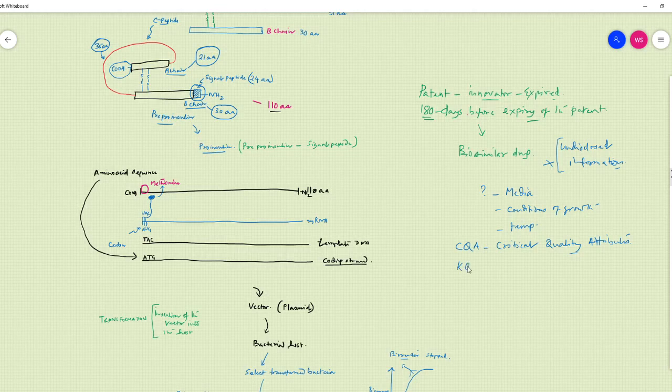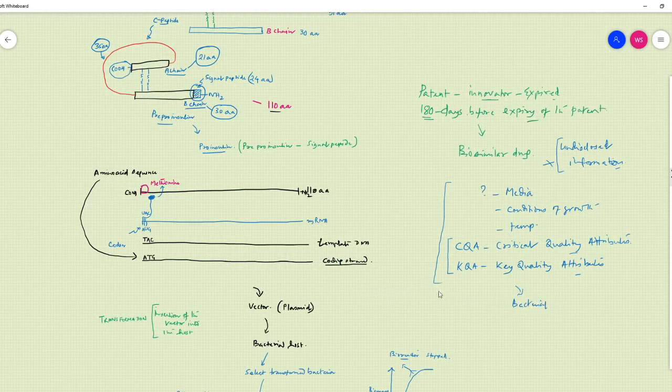Then there are key quality attributes. So what are key quality attributes? These are conditions which don't affect the safety and efficacy, but still it has got some influence on the formulation. So the company that is trying to produce the biosimilar product won't have all this information, and it is produced in a bacterial strain.